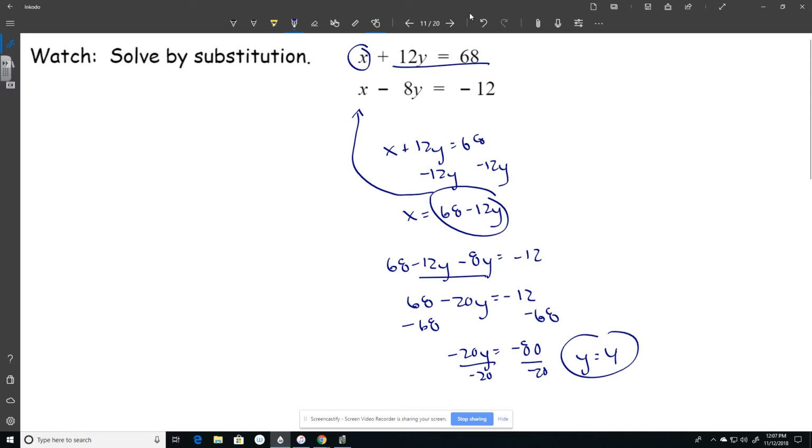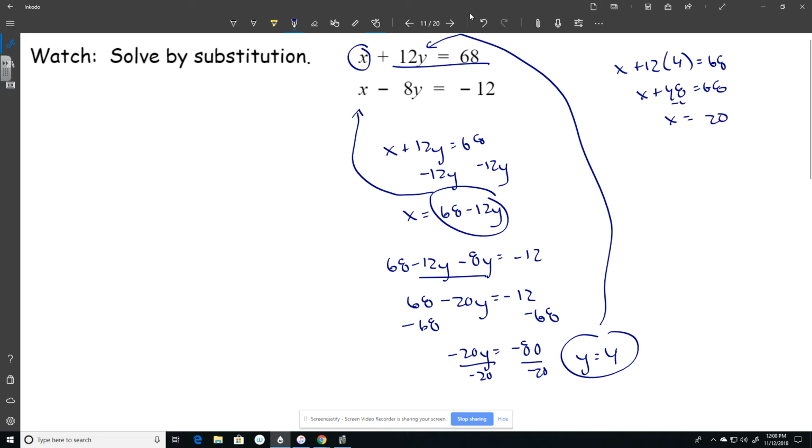So I have half of my solution. To get the other half, I just have to take this and plug it in. And again, it doesn't matter if I plug it into the first or the second one. I'm going to plug it into this first one. So x plus 12 times 4 equals 68. So x plus 48 equals 68. So x equals 20 after I subtract 48 from both sides. So my solution would be x is 20 and y is 4. That would be my solution for that system of equations.